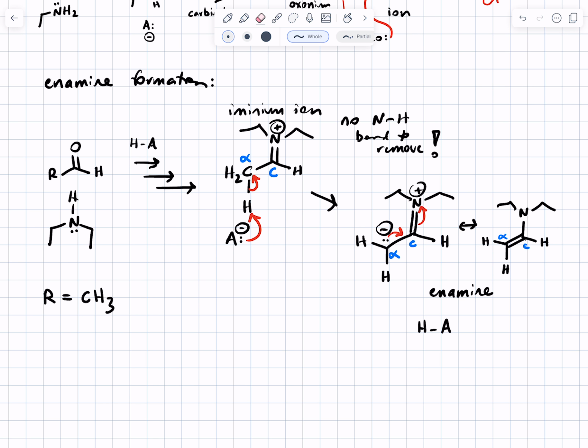Questions about enamines or any of these mechanisms? Will they be on the test? Yep.